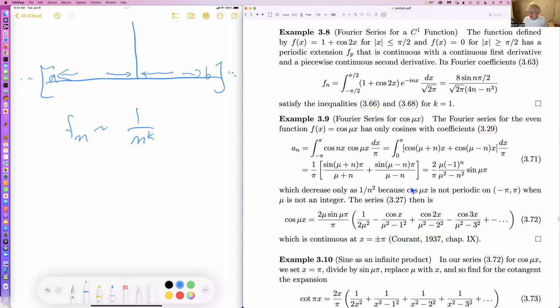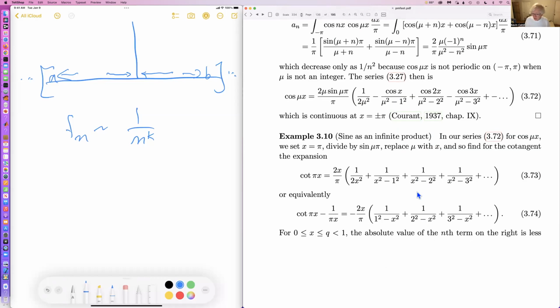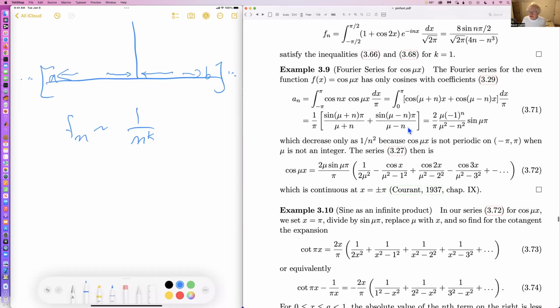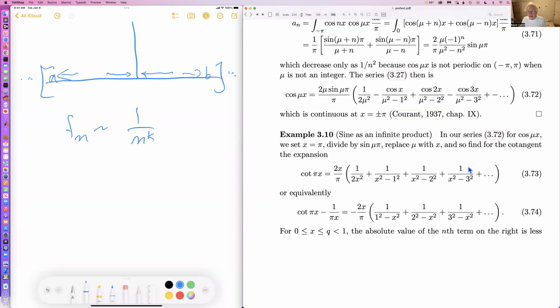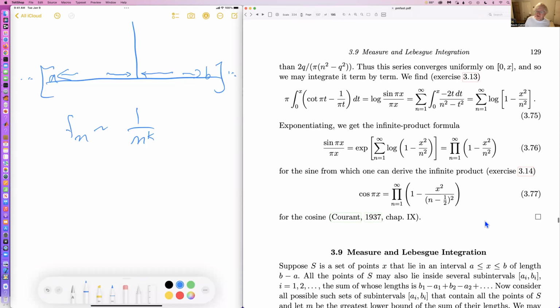Then here we have the Fourier series for cosine of mu x. And the idea here is that I picked an interval on which the cosine of mu x is not periodic when mu is not an integer. And so remember, it has to be not only C^k, but periodic. There are then these formulas, which are interesting, by the way. The Fourier series for cosine mu x is this, and you can then find a cotangent series that looks like this, and equivalently, you can write it this way. These are interesting and useful formulas.